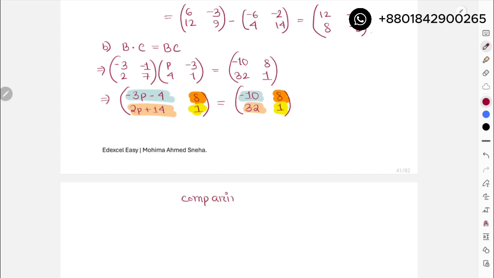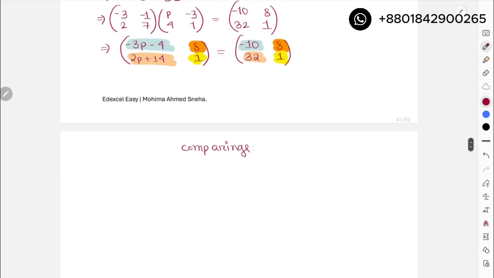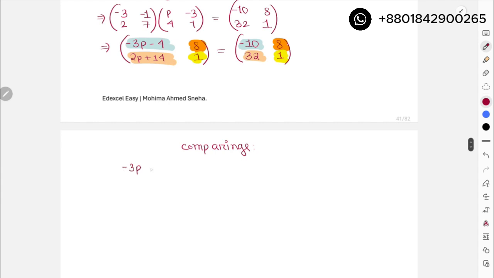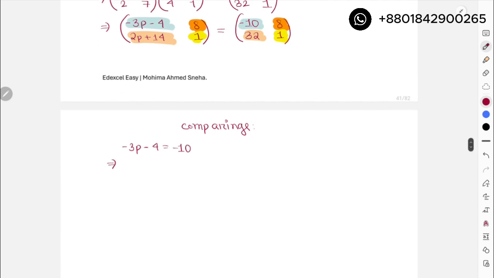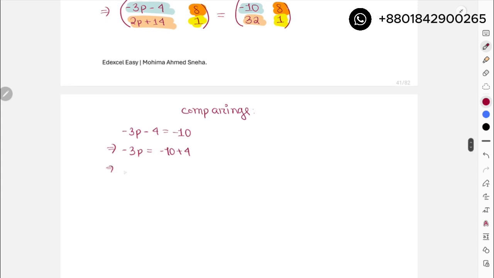For the comparing process, we're going to start with minus 3p minus 4. That equals minus 10. That means if you start taking everything to the right hand side, leaving only p on the left hand side, you have minus 3p equals minus 10 plus 4. That is negative 6. And after that you have p is minus 6 over minus 3, and that is positive 2. So you get the value for p as positive 2 from one equation.